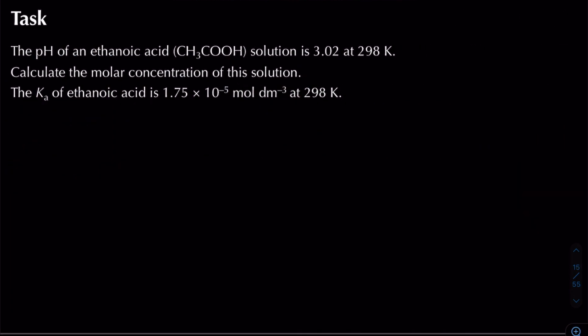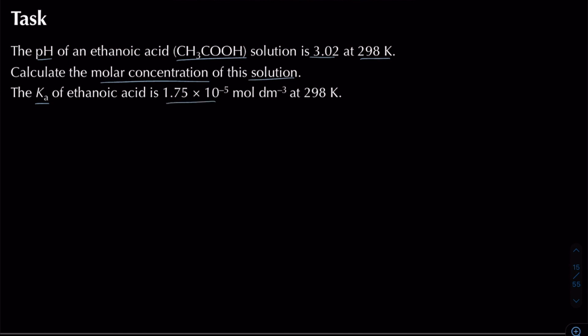So moving on, right, I've got another one for you to try. Feel free to pause the video and have a go. So in this question, we're told the pH of an ethanoic acid solution is going to be 3.02 at 298 K. Calculate the molar concentration of this solution. So we need to find the concentration of ethanoic acid, bearing in mind that Ka is going to be 1.75 times 10 to the power of minus 5 itself.